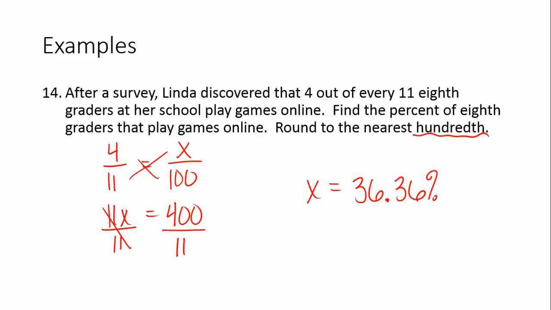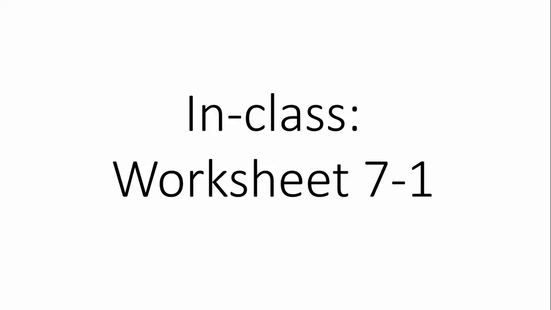What you have to be careful with is on the proportion, we don't have to move the decimal anymore. Doing 4 divided by 11 gives you 0.36 repeating, then you would have to move the decimal. But setting up the proportion, you multiply by that 100 inside the proportion solving steps, and that gives you the correct decimal. In class, we'll work on worksheet 7.1.